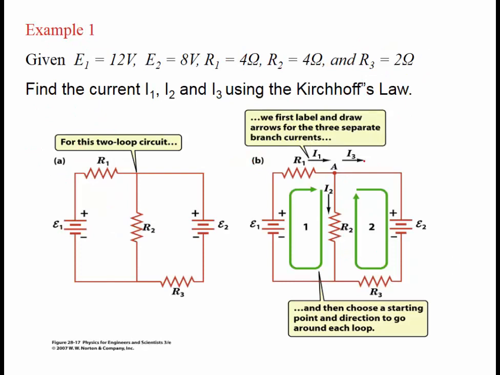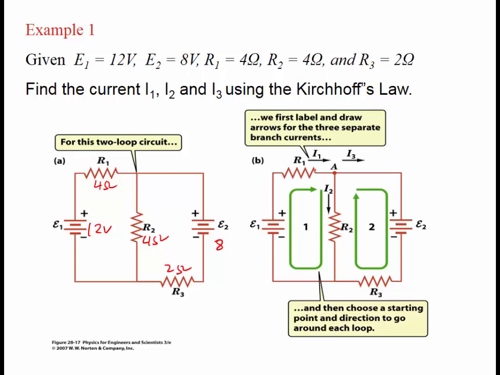Now, here's an example. For this example, we have the power supply E1 is 12 volts, so that's 12 volts. And then we have R1 equals 4 ohms, R2 equals 4 ohms, and R3 equals 2 ohms, and E2 equals 8 volts, right?